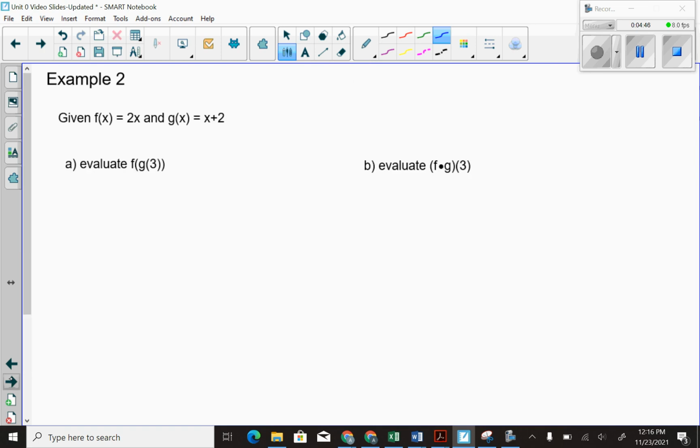All right, now I want to point out two distinctly different things. If we have f of g of 3, that is not the same thing as f times g of 3.